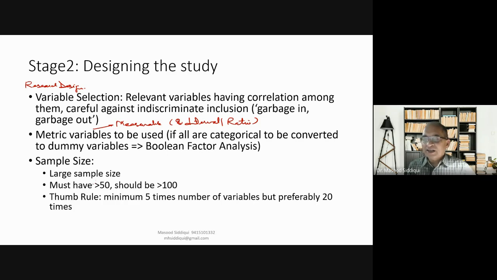What is the thumb rule? The minimum requirement is for every variable, there should be 5 cases, and preferably 20 cases. Suppose we are considering 9 variables in our case. So we require that there must be 45 cases, and it would be good to have 180 cases or 180 sample. Remember, this is a thumb rule, but do remember this is a large sample technique. So before moving forward, let me share the case.